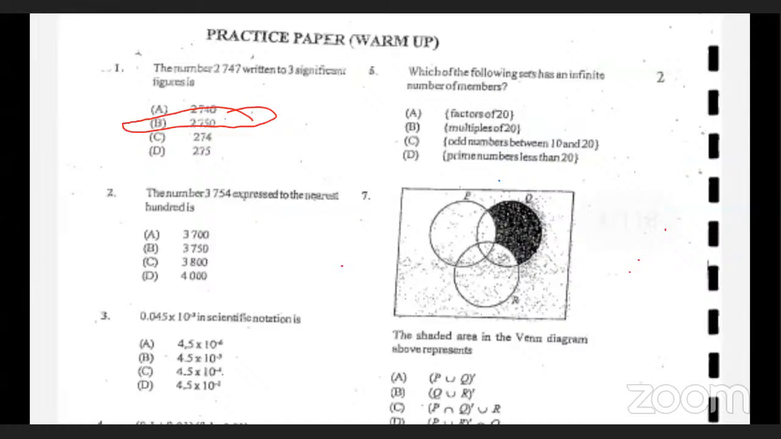4,000, Miss. How did you get 4,000, darling? Miss, well, when you go to the nearest 100, it's gonna be at the 5, and you're gonna add. I got B. Oh my goodness, Miss. I hear 4,000. I hear B. Interesting answer, because the 4 is lesser than 5.